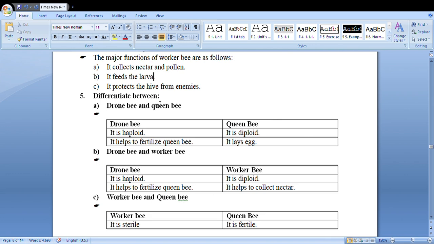They are the soldier. Differentiate between drone bee and queen bee. Drone bee, it is haploid, queen bee, it is diploid. Drone, it helps to fertilize queen bee, queen, it lays eggs. Drone bee and worker bee. Drone bee, it is haploid, worker bee, it is diploid, drone helps to fertilize queen bee, worker helps to collect nectar.